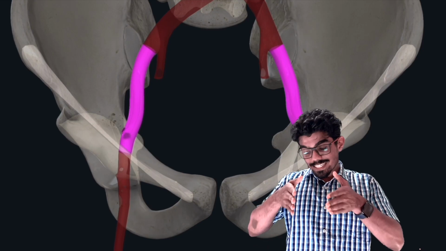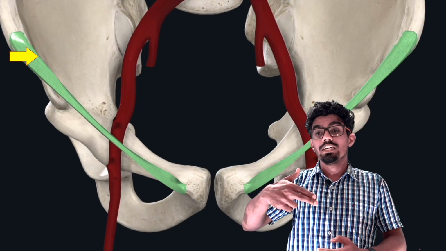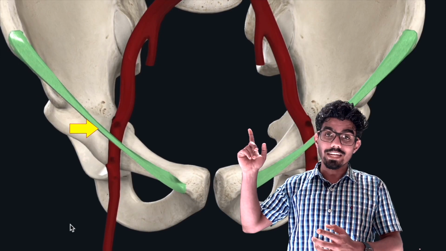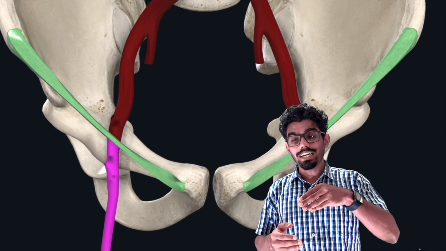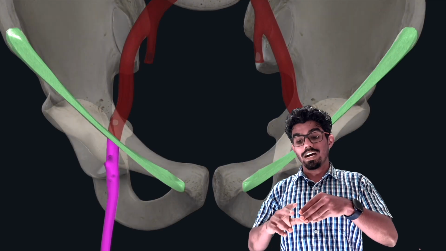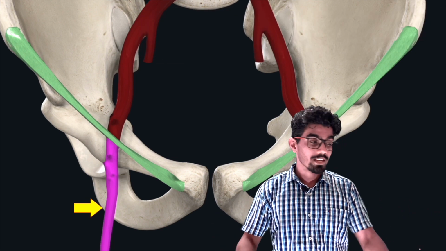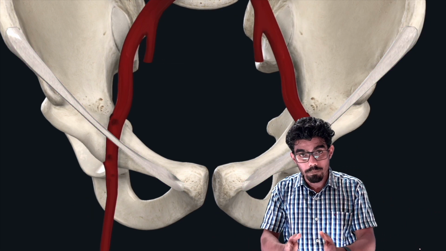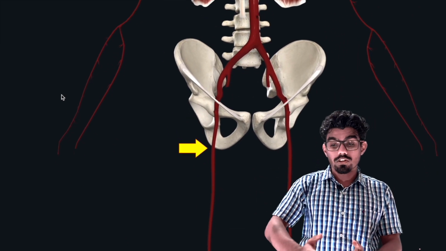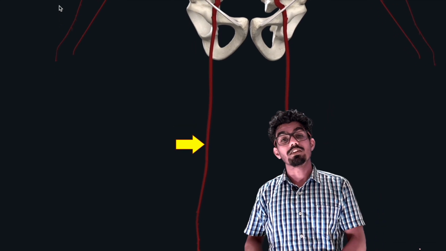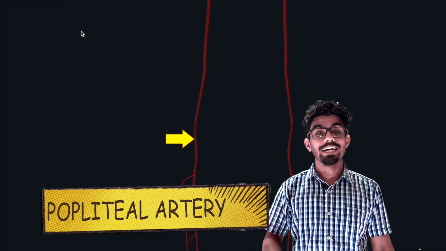Clear? Now the external iliac artery, when it crosses the inguinal ligament, the ligament from the anterior superior iliac spine to your pubic symphysis, is called the femoral artery. The same artery, just the name changes. Clear? Now the femoral artery descends downward. Then this femoral artery turns backward and goes to the knee region called the popliteal region, and the same femoral artery is now called the popliteal artery.